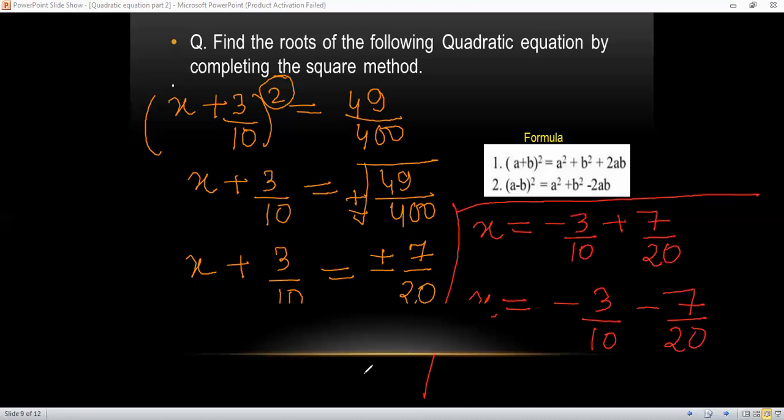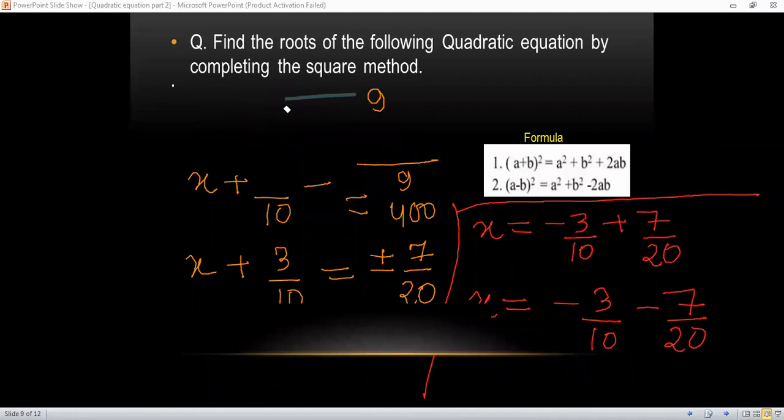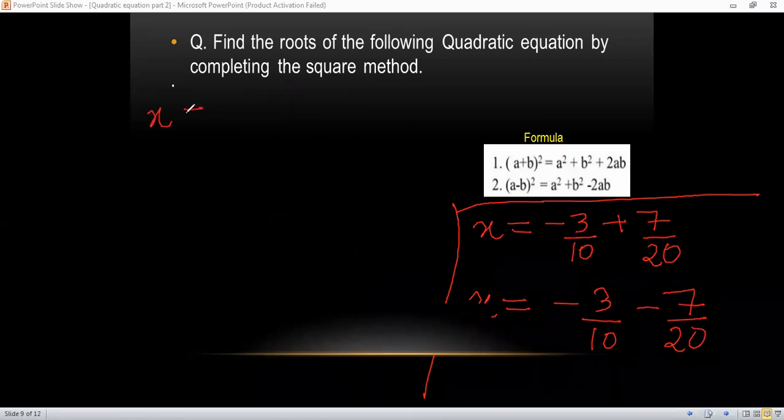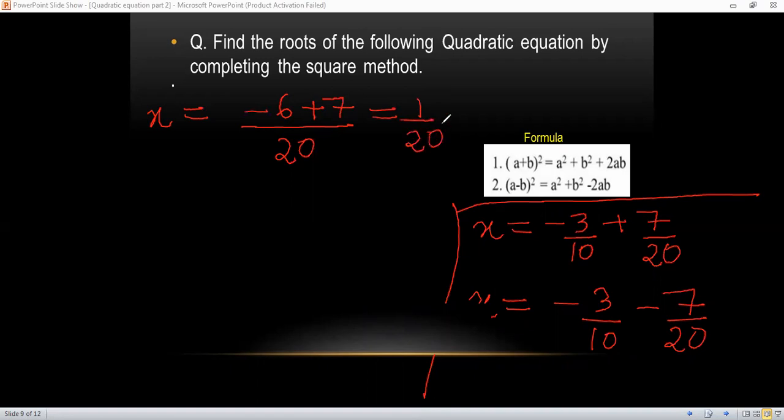Now we are in the final stage of getting the value of x. Now we will solve this and finally we will get the value of x. x is equal to, we will take LCM, minus 6 plus 7, 1 by 20. Similarly, for this value, we will add both the numbers, minus 13 by 20. These are the values of x.